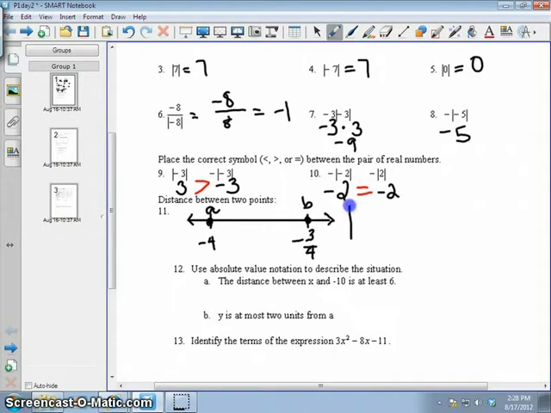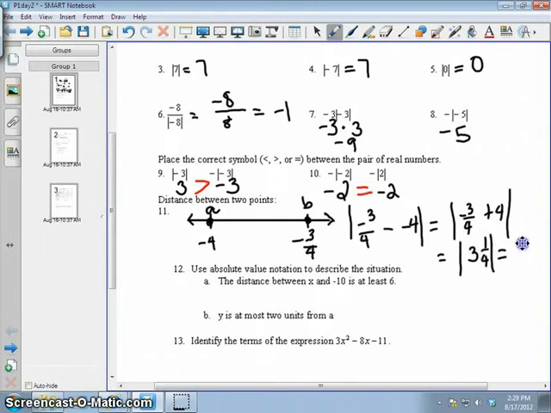So we'll take the absolute value of the difference, which is negative 3/4 minus negative 4. That gives you the absolute value of negative 3/4 plus 4. And negative 3/4 plus 4 is going to be 3 1/4. And the absolute value of that is 3 1/4. So the distance between the 2 points is 3 1/4.